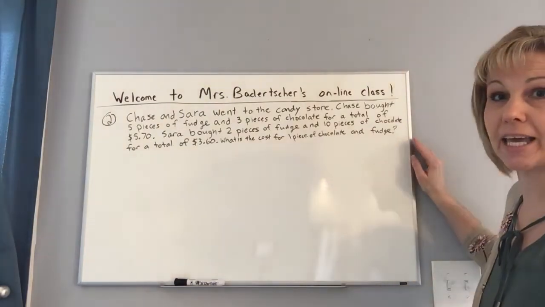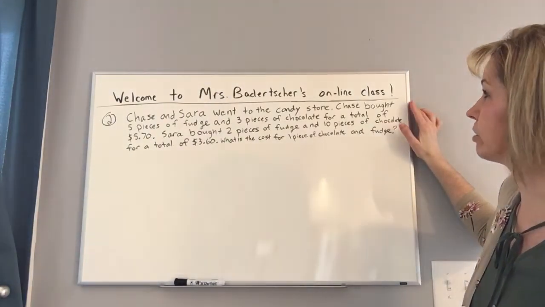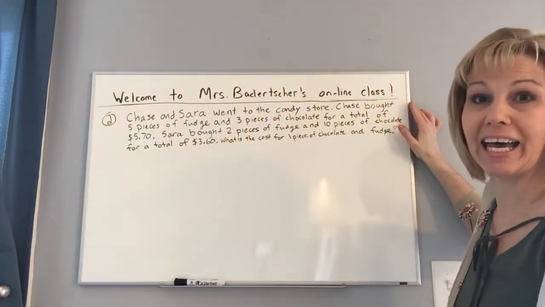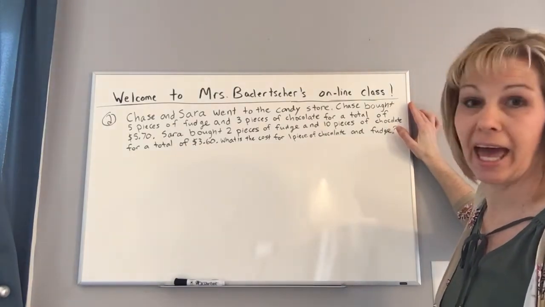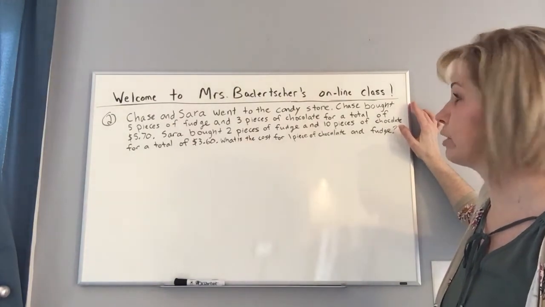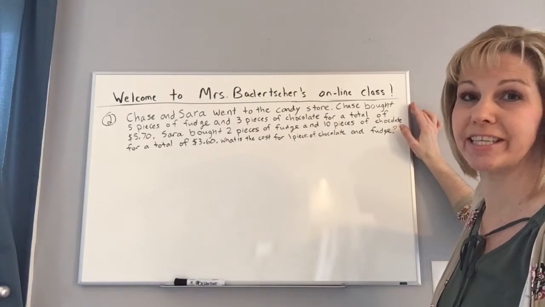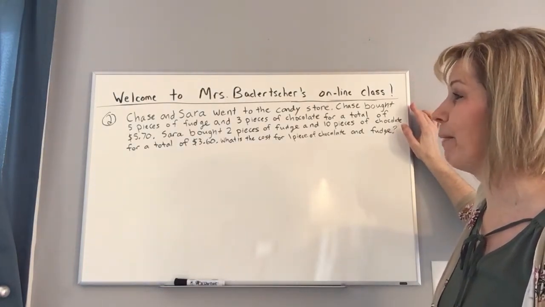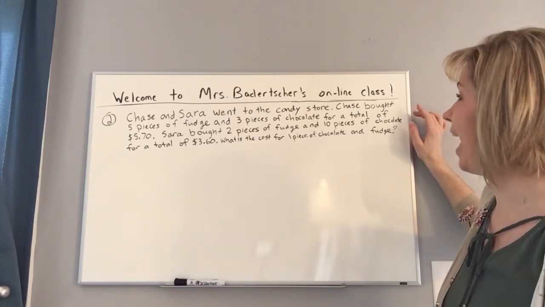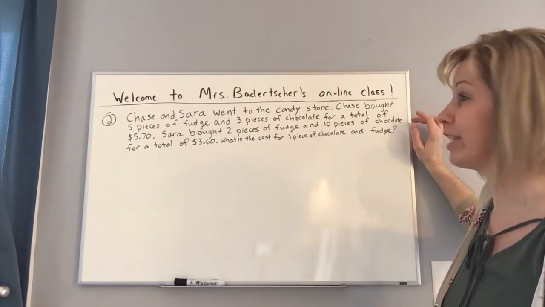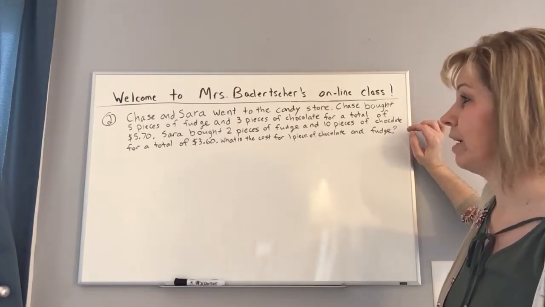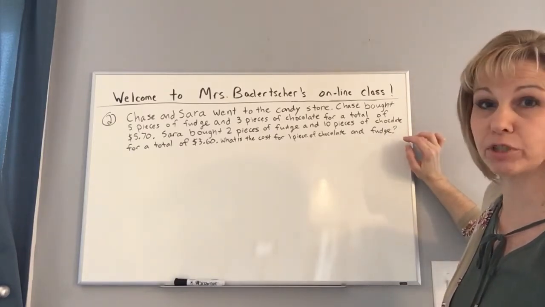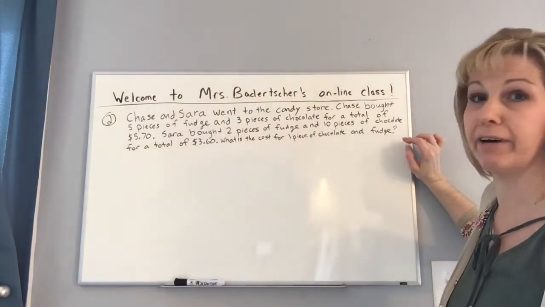So Chase and Sarah went to the candy store. Chase bought 5 pieces of fudge and 3 pieces of chocolate for a total of $5.70. Better be pretty good chocolate there. Sarah bought 2 pieces of fudge and 10 pieces of chocolate for a total of $3.60. So what's the cost for 1 piece of chocolate and 1 piece of fudge?